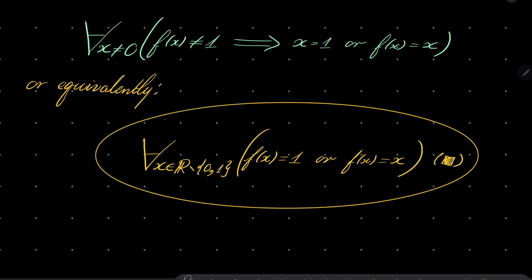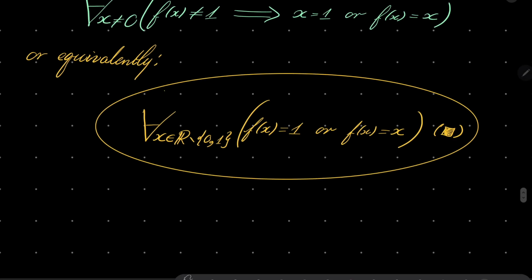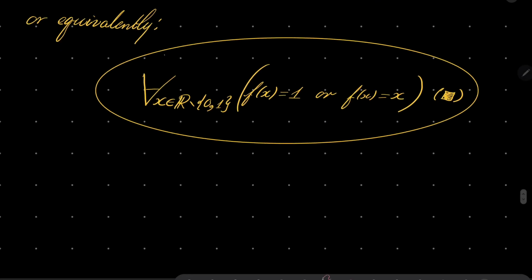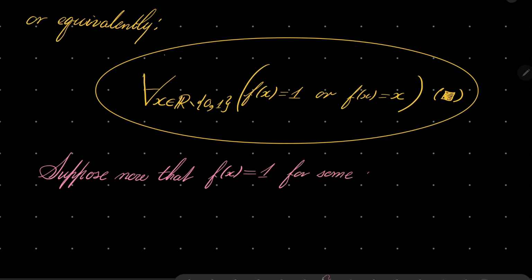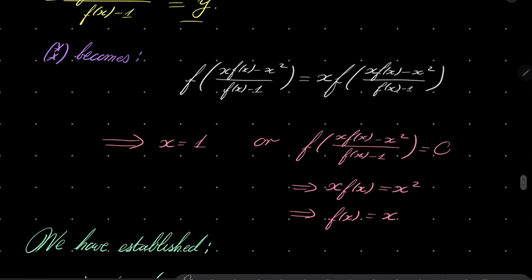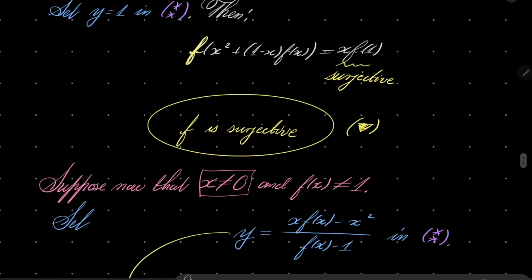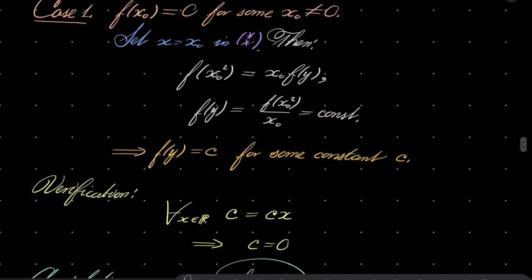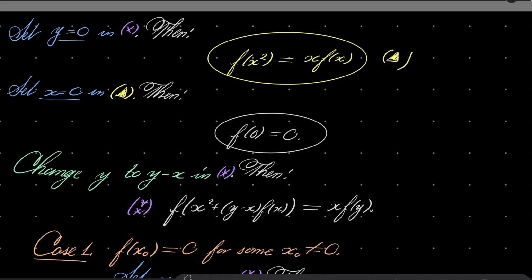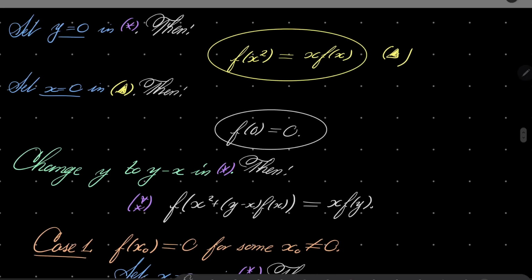And now what I wish to do is to eliminate this first possibility. I will show that it's not possible for our function to be 1. So suppose now that f of x equals 1 for some real number x which is not 0 and not 1. We have established a couple of minutes ago this fact, which I marked by yellow triangle, that f of x squared equals x times f of x, and now it's time to use it.